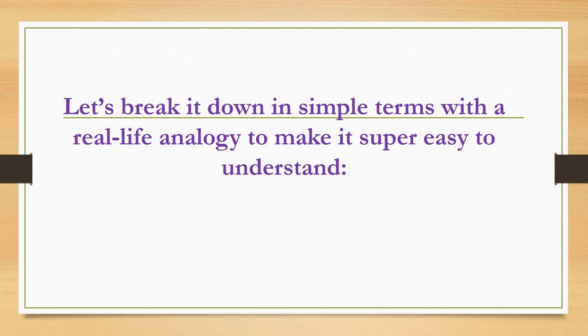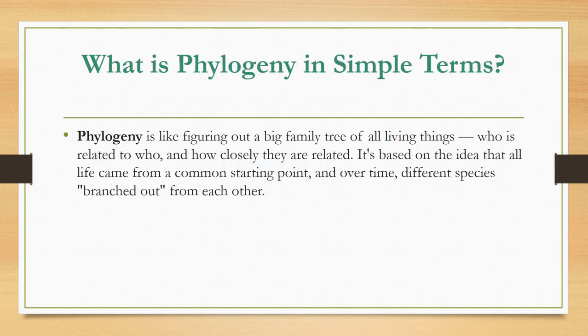So let's break down what is phylogeny in simple terms with a real life analogy to make it super easy to understand. So we ask the question again, what is phylogeny in simple terms? Phylogeny is like figuring out a big family tree of all living things. Who is related to whom and how closely they are related. It is based on the idea that all life comes from a common starting point, and over time, different species branched out from each other.